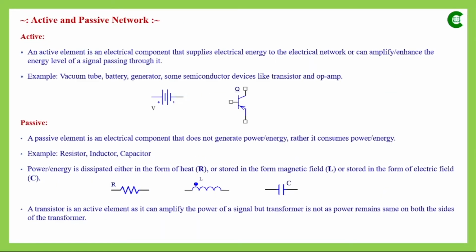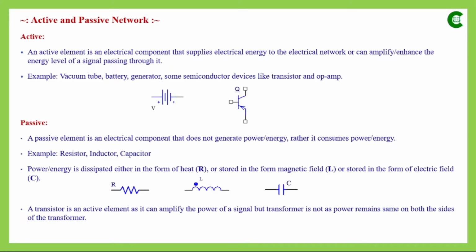Now the next classification is active and passive networks. An active element is an electrical component that either supplies electrical energy or power to the electrical network, or can amplify or enhance the energy level of the signal that passes through it. As examples, we can take vacuum tubes, batteries, generators, and also some semiconductor devices like the transistor and op-amp. They are examples of active elements. An electrical network that has at least one active element is called an active network. This is the symbol of a voltage source and this is the symbol of a transistor.